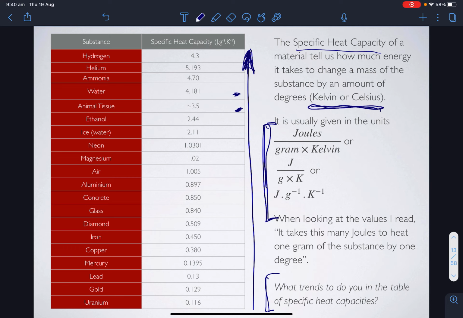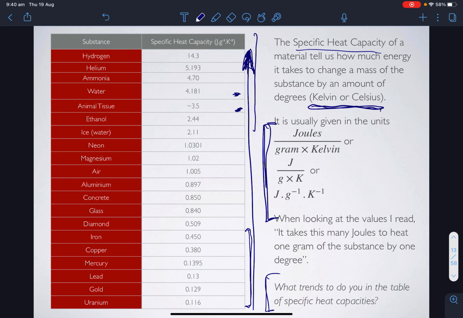And then we're moving down through ethanol. Notice that ice, change of state of water, it also changes the specific heat capacity. Then we've got neon, magnesium, first metal that we're seeing. We've got air, and then aluminium, second metal. And then you've got some concrete, glass, diamond, and then iron, copper, mercury, lead, gold, uranium, all metals down the bottom, okay?